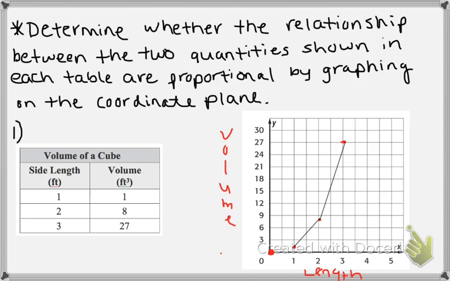Now, if you want to double check, we have a table here. The way that we can check for proportionality with tables is to find the unit rate or to cross multiply. So if we cross multiplied, does 2 times 1 equal 1 times 8? No. So there we can even see that it's not proportional. In this case, non-proportional.